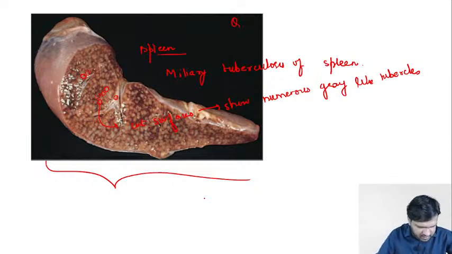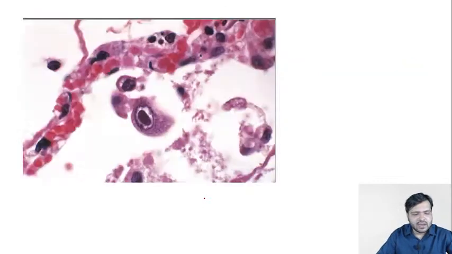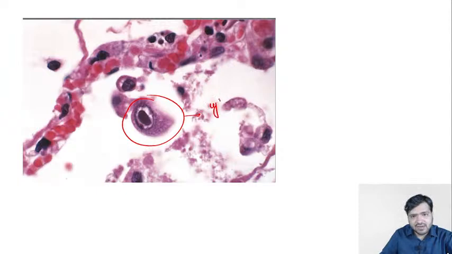Yes. So just apart from that, guys, moving ahead with another image, that's I think the very easiest image as of now. You can see the owl-eye appearance type of a structure, that is the cytomegalovirus, guys.